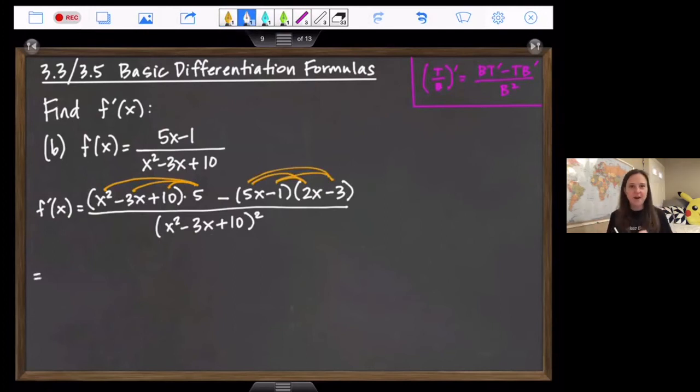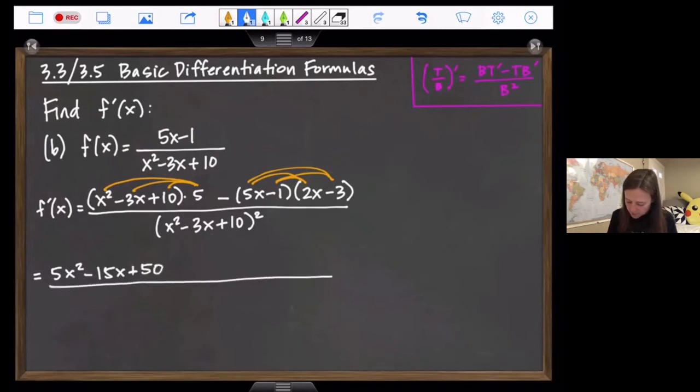I'm going to distribute the 5 through this first set of parentheses. So I'm going to get 5x squared minus 15x plus 50. All right, so that's the first term. And all along, I'm just going to have this x squared minus 3x plus 10 being squared. And then I have minus. I said I'm going to distribute that minus at the end. So I'm going to keep a big set of parentheses and do my foiling here.